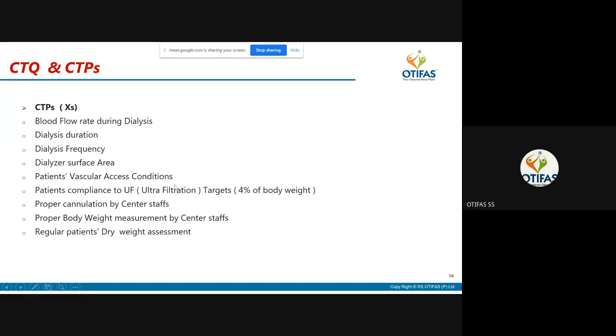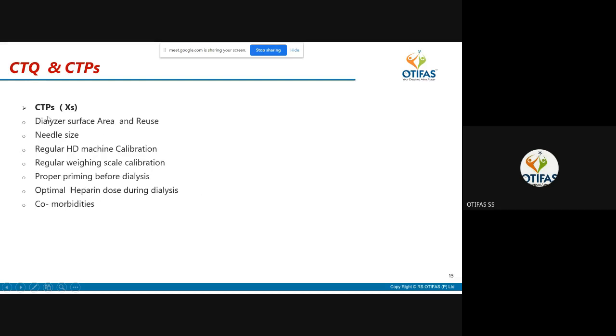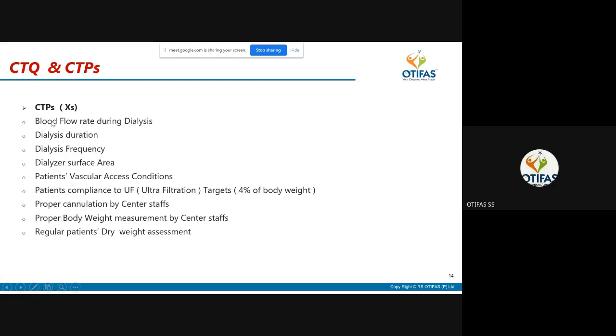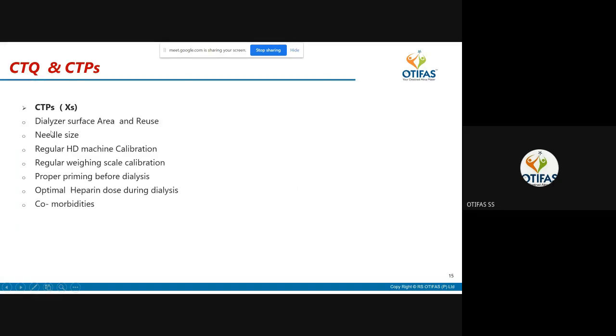What are the causes? Then we'll make it, and now more CTPs like dialysis service area, reuse, needle size, regular estimated calibration, regular weighing scale calibration, etc. So these are the causes. Now they have to find... There are around 1, 2, 3, 4, 5, 6, 7, 8, 9, 9 plus 12, and almost 16 causes they have identified.